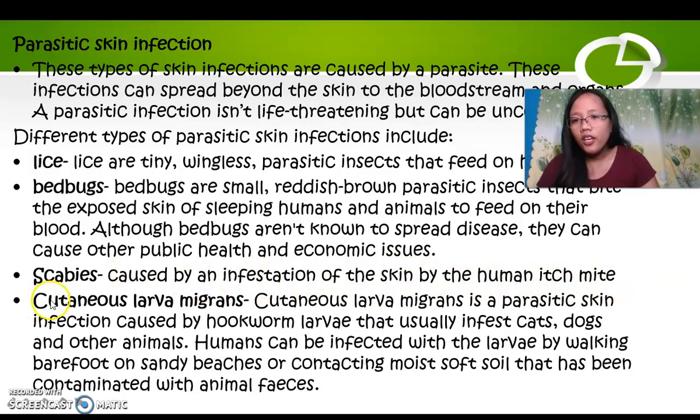We have here cutaneous larva migrans. Cutaneous larva migrans is a parasitic skin infection caused by hookworm larvae that usually infest cats, dogs, and other animals. Humans can be infected with the larvae by walking barefoot on sandy beaches or contacting moist, soft soil that has been contaminated with animal feces.